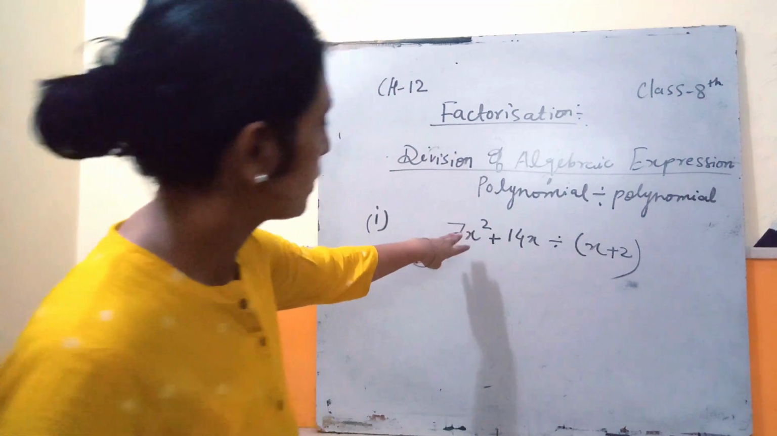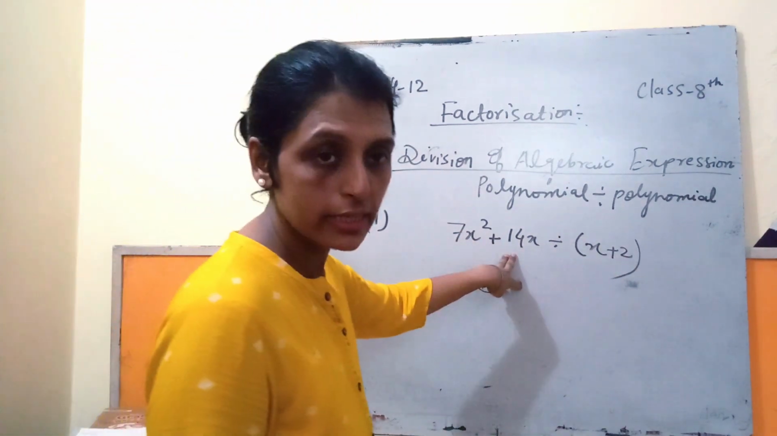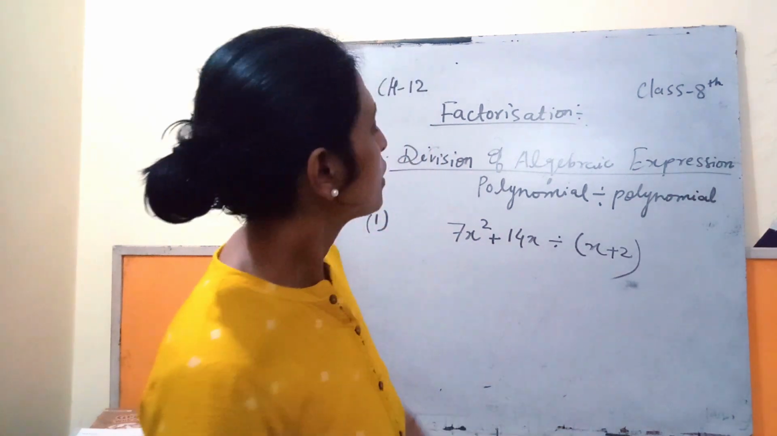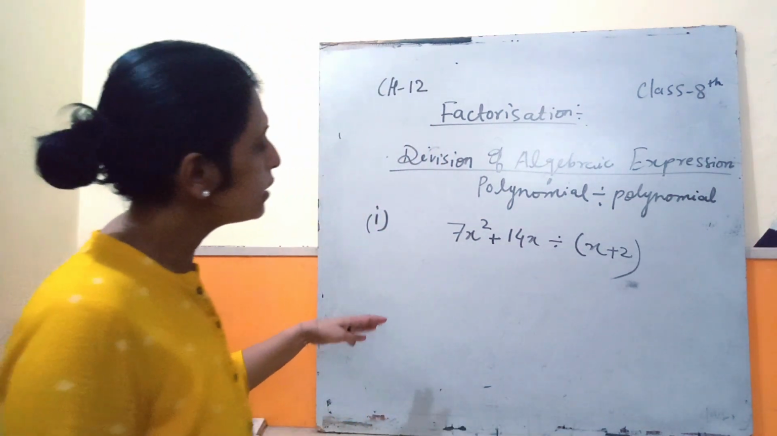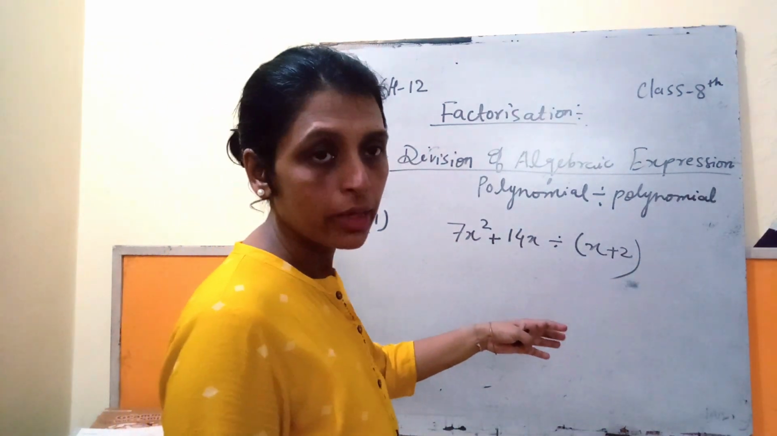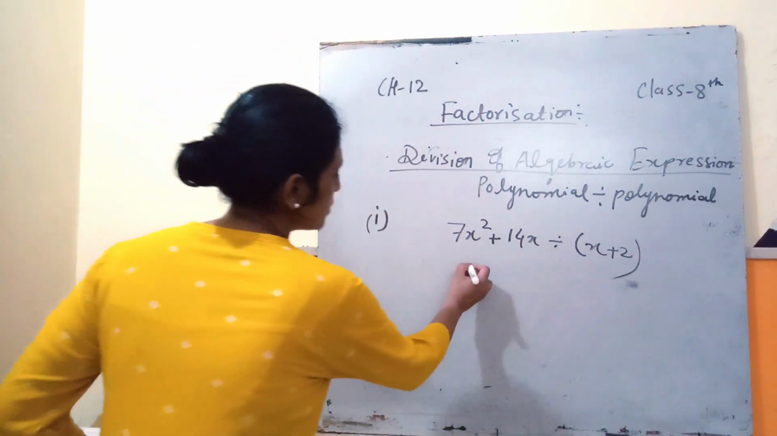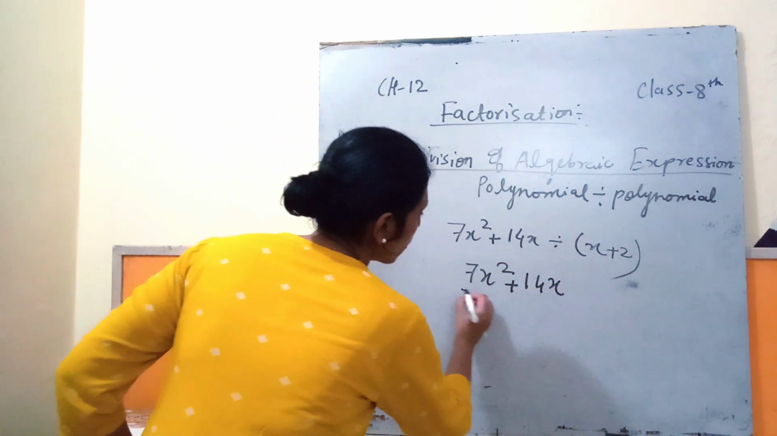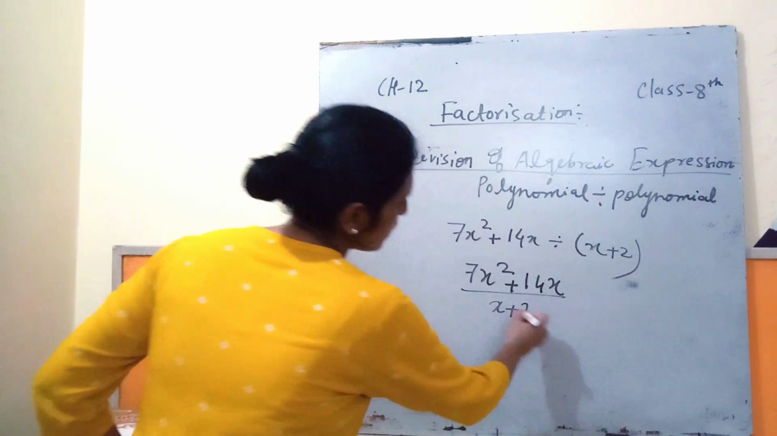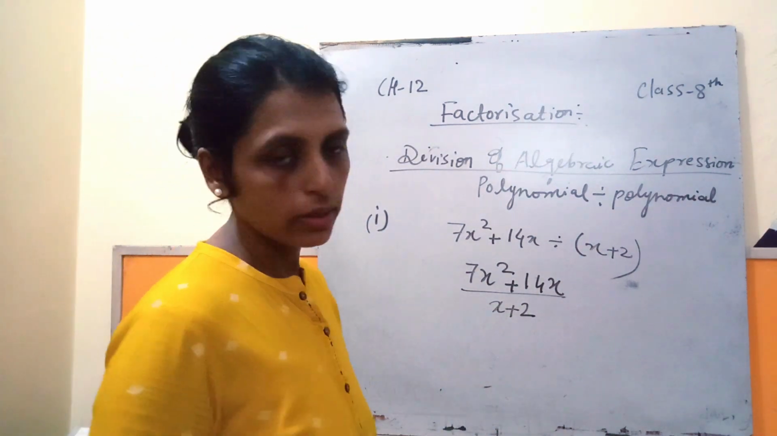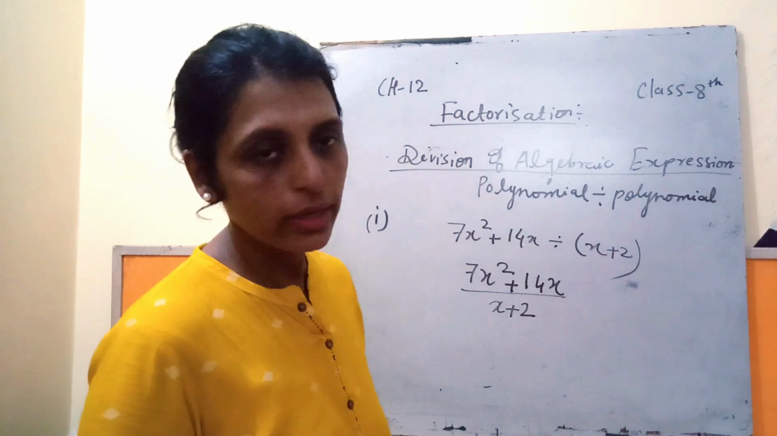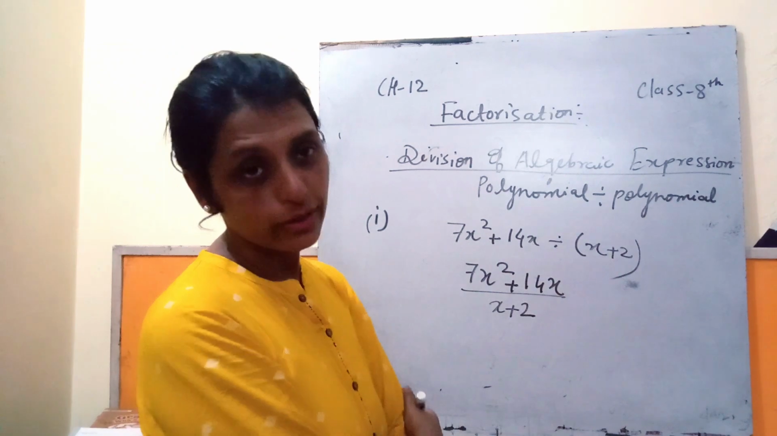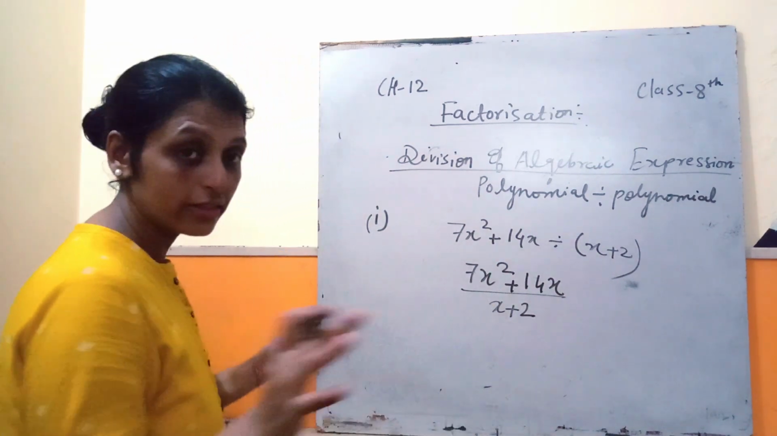I am here with an example: 7x square plus 14x, which is divided by x plus 2. It is a polynomial having more than one term. So how can we divide 7x square plus 14x by x plus 2? It is a binomial, it contains two terms, that's why it is a binomial. So how can we divide it? Let's see. There is nothing to worry about.